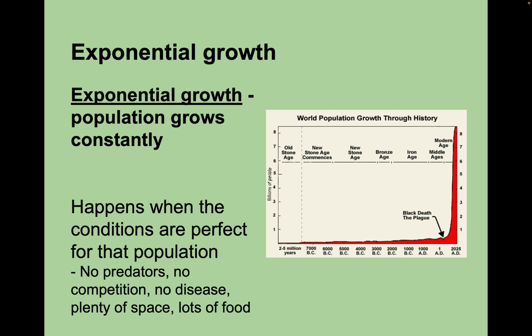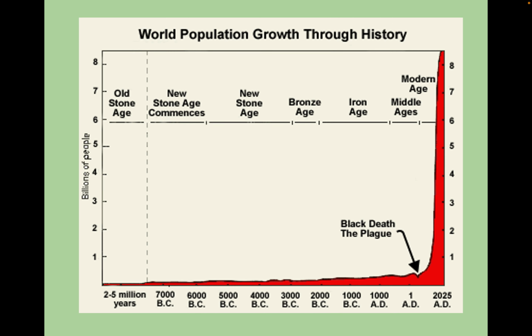This only happens when the conditions are absolutely perfect. So that means no predators, no competition, no disease, or at least not any disease that's really slowing them down. Lots of space, lots of food, lots of resources. There are some living things that will have this kind of growth for a little bit, but not all the time. The only living thing on Earth that has had this kind of population growth forever is humans.